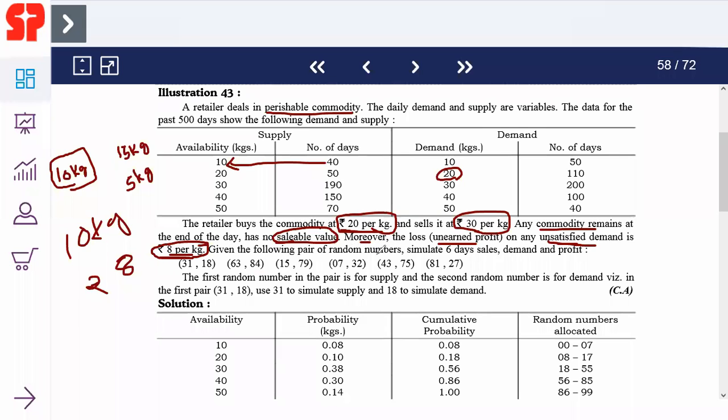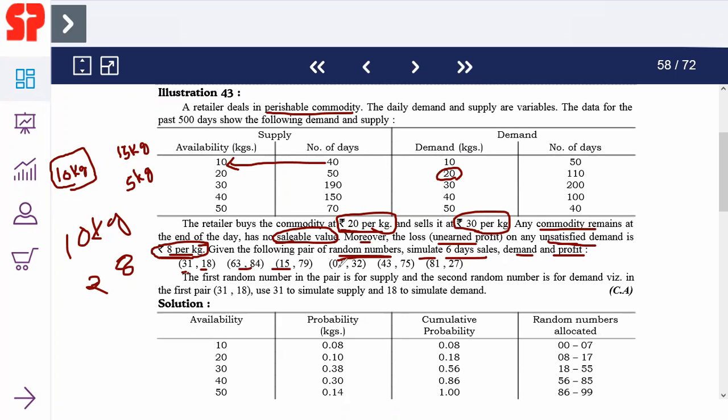Given the following pairs of random numbers, you have to simulate 6 days of sales, demand, and profit. This random number is given; 6 sets are given, 1, 2, 3, 4, 5, 6, 2 pairs each. One is for the supply and one is for the demand. The first one you take for supply, the second one for the demand. So 31 will be for the supply, 18 will be for the demand.